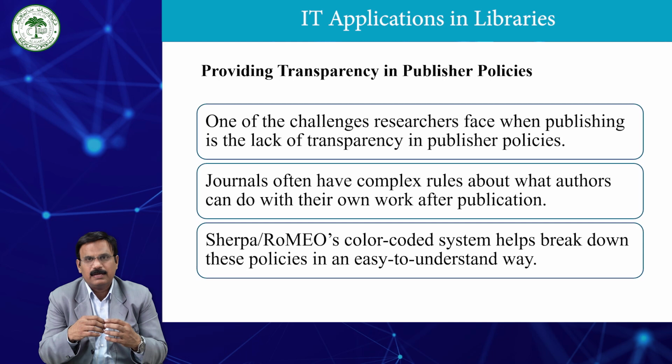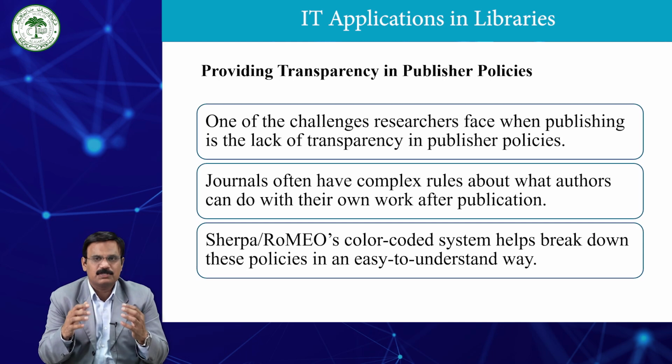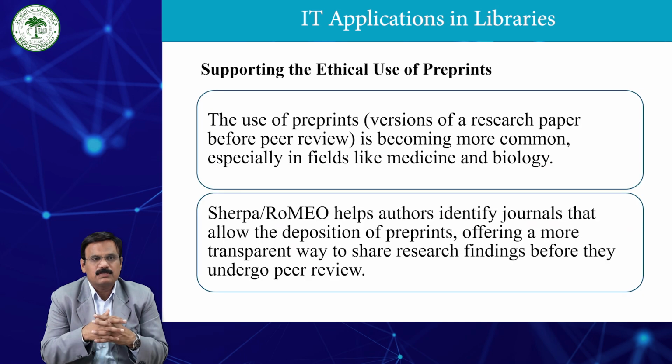For example, a green label on a journal in Sherpa Romeo indicates that the publisher allows the author to archive the preprint and postprint version of their work in institutional repositories without restriction. This clarity ensures that researchers understand their rights and obligations before submitting to a particular journal, minimizing the chance of unintentional violations. Supporting the ethical use of preprints.